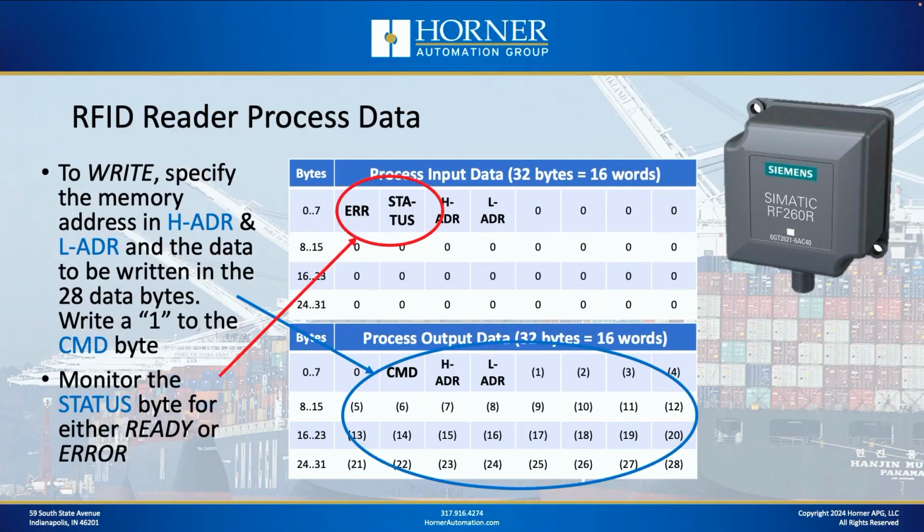Now, to perform a write, it's very similar, but just the opposite, if you will. So we start by specifying the memory address that we want to write to. We fill in all the data that is to be written through those 28 data bytes that are part of the process output data section. And then we write a 1 to the command byte, telling the reader we want to perform the write function. And then we sit back again and monitor status to see if it went through successfully with ready turning on, or if it failed by the error bit turning on. So that's the process of writing.